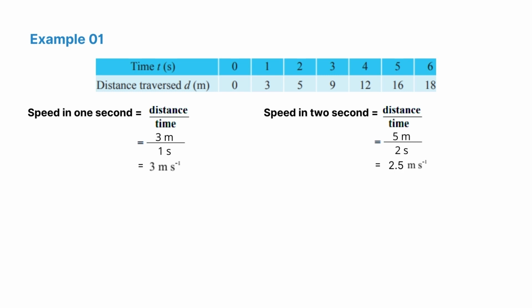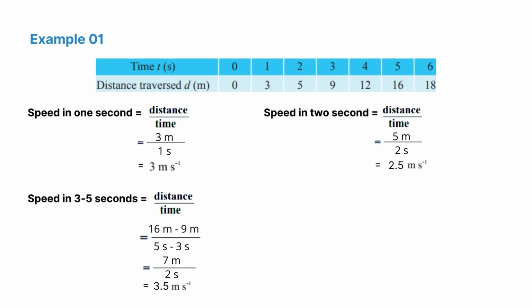Likewise, for any time duration you can calculate the speed. If they ask the speed during 3 to 5 seconds, then first find the distance traveled during 3 to 5 seconds, that is 16 minus 9, equals 7, then the time taken is 5 minus 3, 2 seconds, now divide 7 by 2, that is 3.5 meters per second.